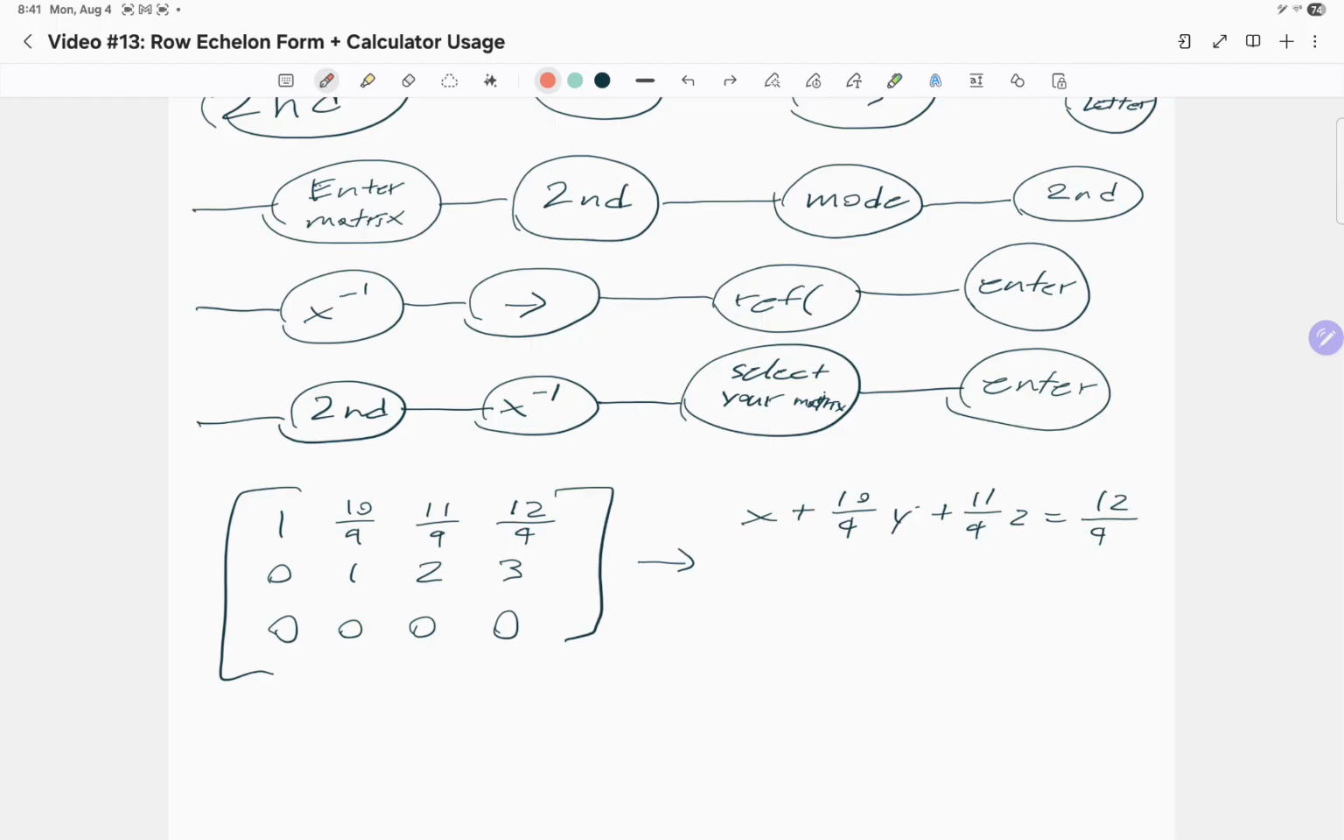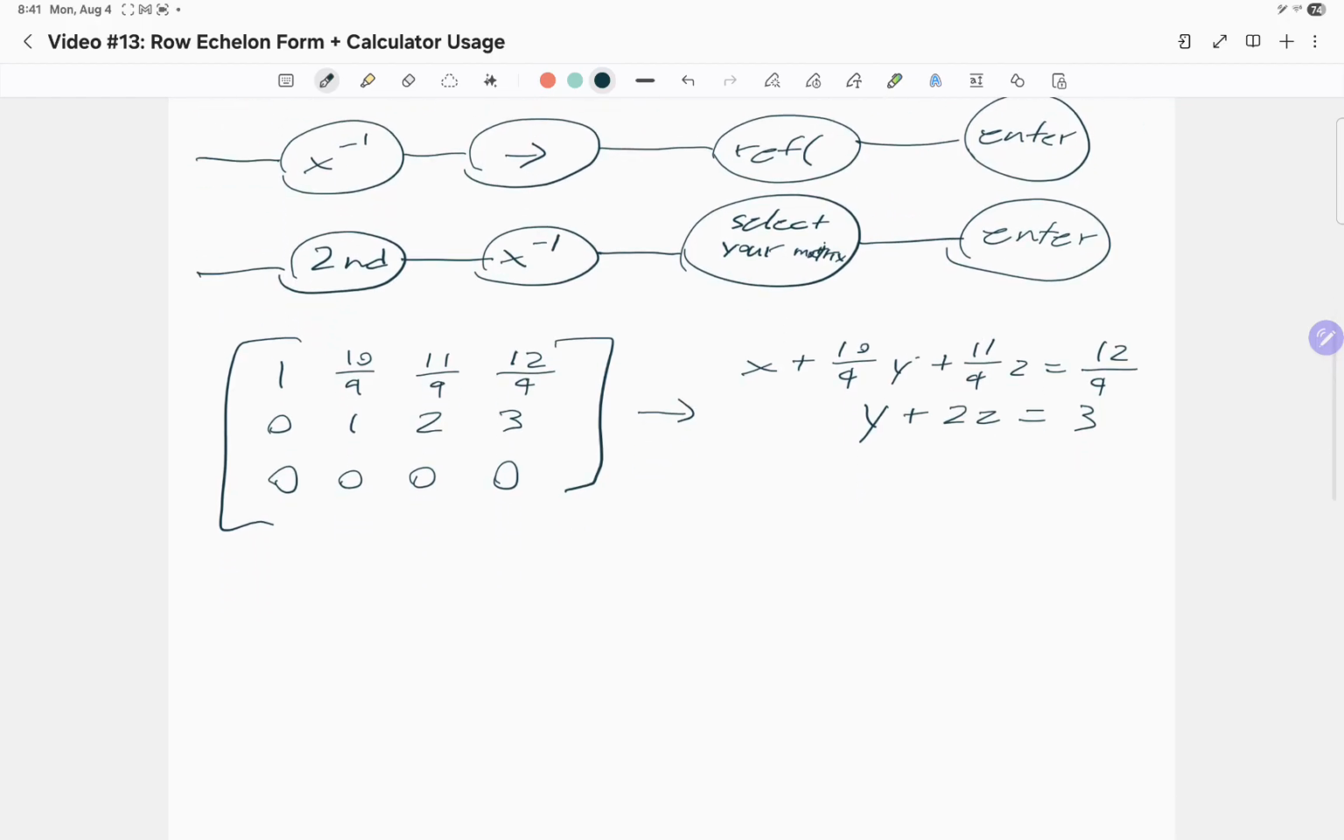So let's continue. Now with our second row here, oops, I want to go back to black. Plus 2z equals 3. So let's multiply the top row by 3, I'm sorry, by 9. Oops. So we're going to have 9x plus 10y plus 11z equals 12. Wow, that's nice, right? And then the second row, we'll just carry it over. Isn't that nice?